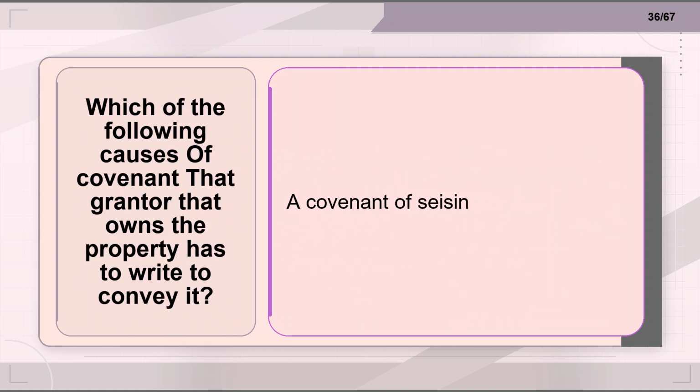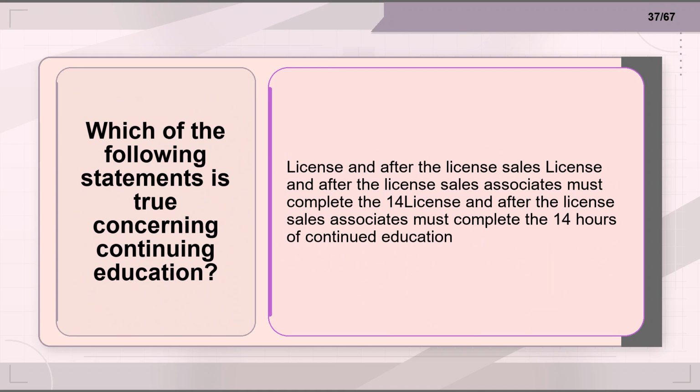Flashcard 36. Term: which of the following is the covenant that the grantor that owns the property has the right to convey it? Definition: a covenant of seisin. Flashcard 37. Term: which of the following statements is true concerning continuing education? Definition: after the license, sales associates must complete the 14 hours of continuing education.